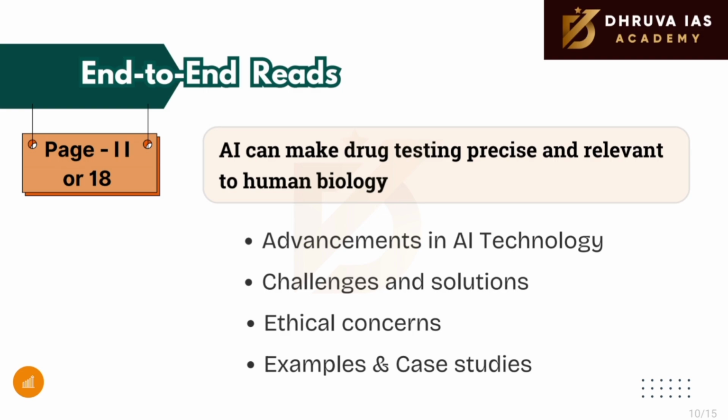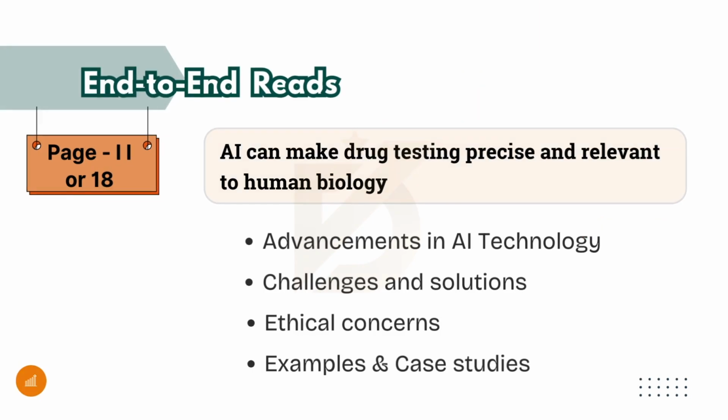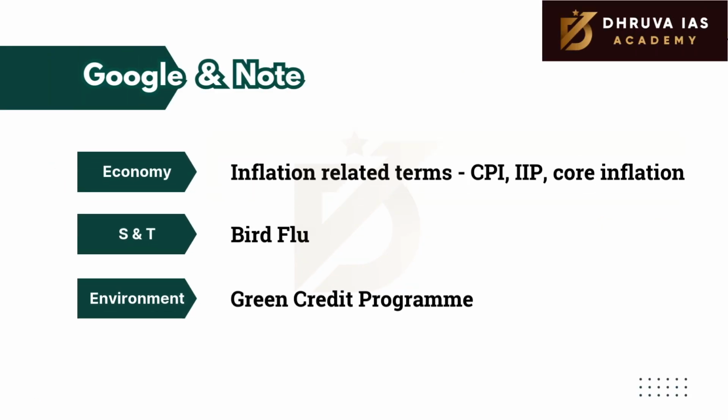The next article that we need to read is in page number Roman 2 or page number 18. It connects two topics, that is artificial intelligence and biotechnology. This particular article is related for GS3, science and technology, also in GS2, healthcare sector. That's for the end-to-end reads.